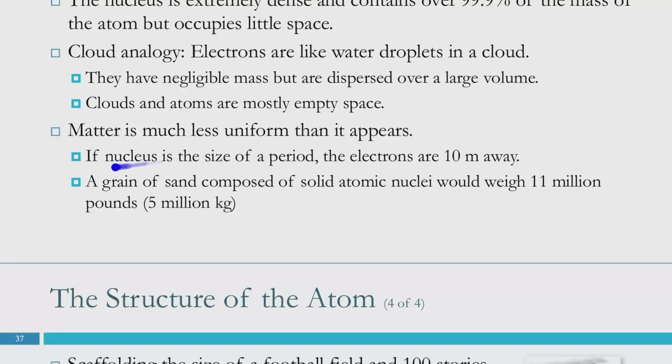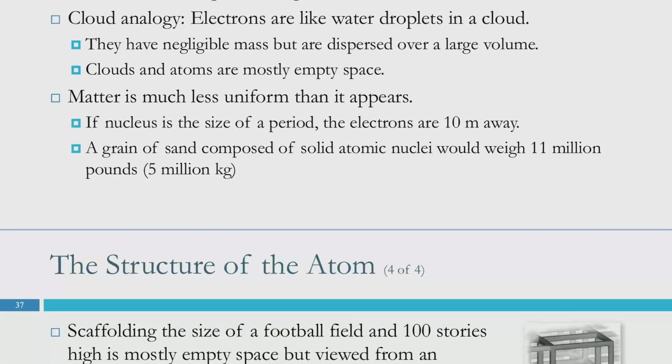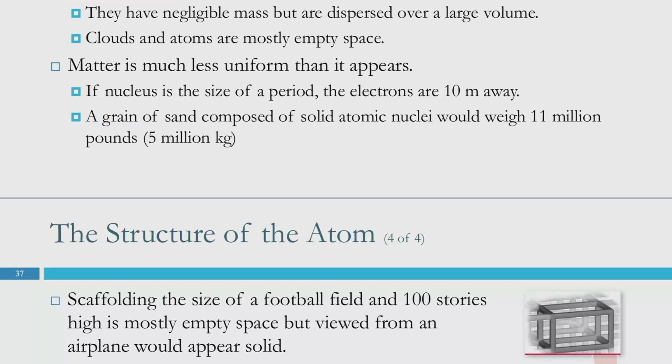If a nucleus was the size of a period, like this one here maybe, the electrons would be 33 feet away, 10 meters away. And that period on the board in the projector is probably bigger than the size of the period for that nucleus. So these are really, really spread out, lots and lots and lots of empty space.